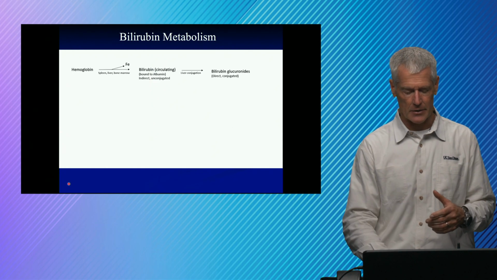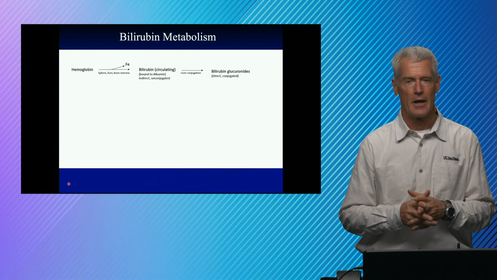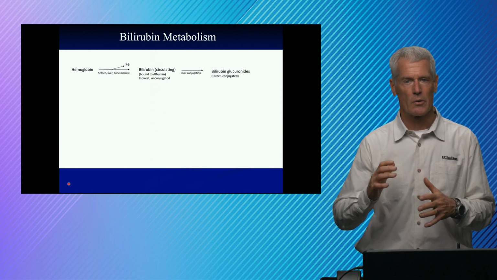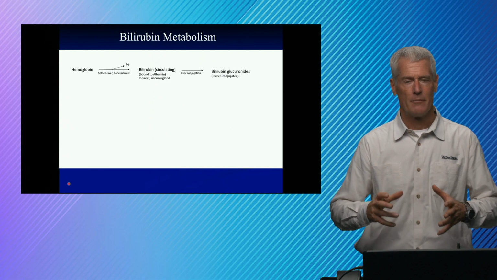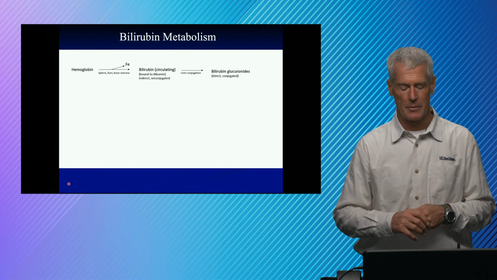It's taken up by the liver, and the liver conjugates it, and it puts a glucuronide and potentially two glucuronides on it, making it water-soluble. The glucuronides are carboxylic acids, making it more polar so it can be excreted. So this is what we call direct bilirubin.